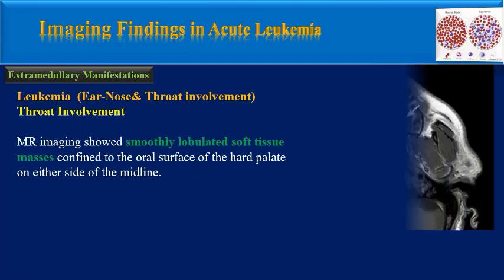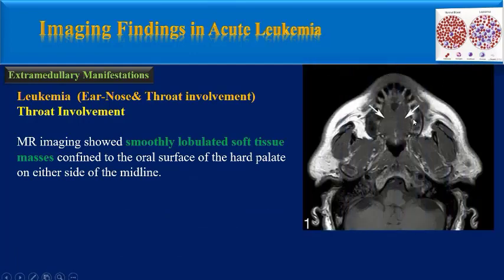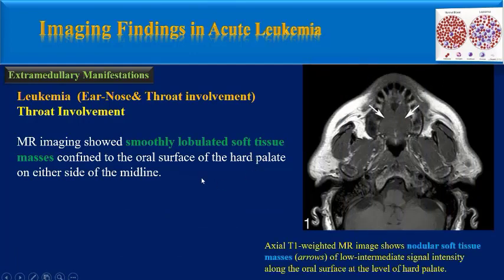MR imaging showed smoothly lobulated soft tissue masses confined to the oral surface of the hard palate on either side of the midline. This axial T1 image shows nodular soft tissue masses of low to intermediate signal intensity along the oral surface at the level of the hard palate.